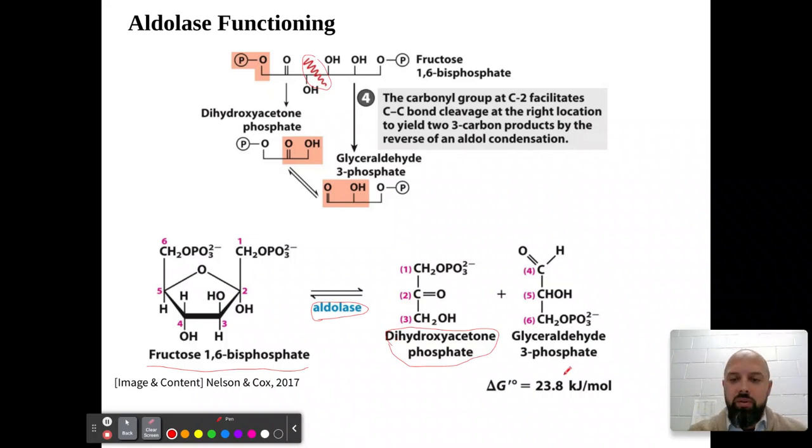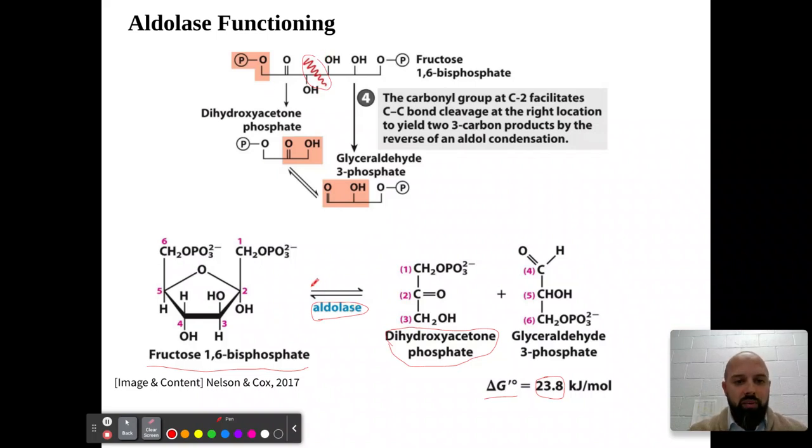And we are able to make almost 24 kilojoules per mole of energy. This is Gibbs free energy here, so the amount of energy the cell essentially can harvest from this reaction. Okay, so this is aldolase's function.